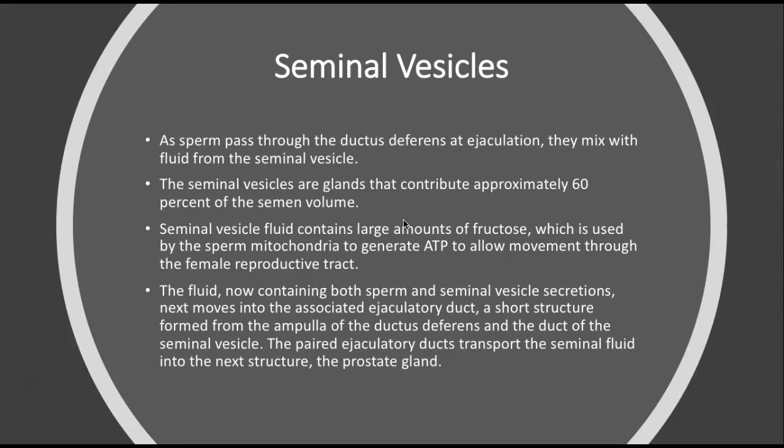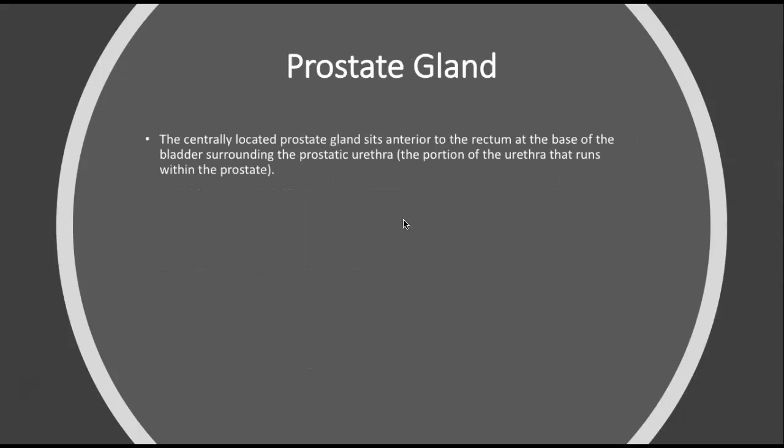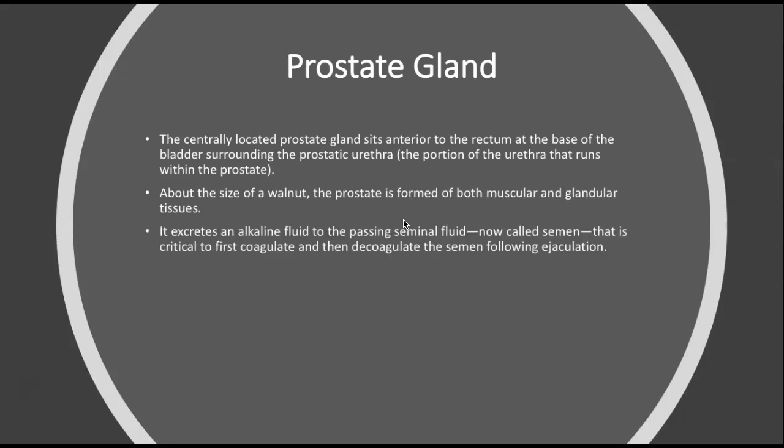And that fluid, which now contains both sperm and seminal vesicle secretions, then moves into the associated ejaculatory duct, which is a short structure formed from the ampulla of the ductus deferens and the duct of the seminal vesicle. The paired ejaculatory ducts transport the seminal fluid into the next structure, the prostate gland. The prostate gland is a centrally located gland, and it sits anterior to the rectum at the base of the bladder, and it surrounds the prostatic urethra, which is the portion of your urethra that runs within the prostate. It's about the size of a walnut, and it's formed of both muscular and glandular tissues.